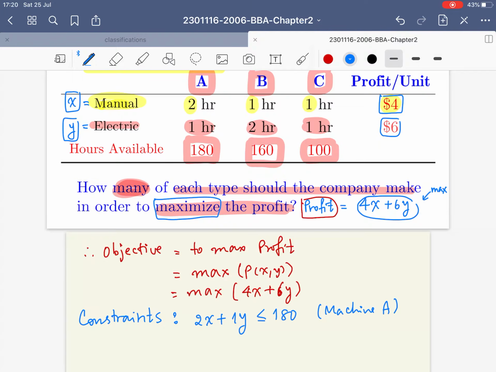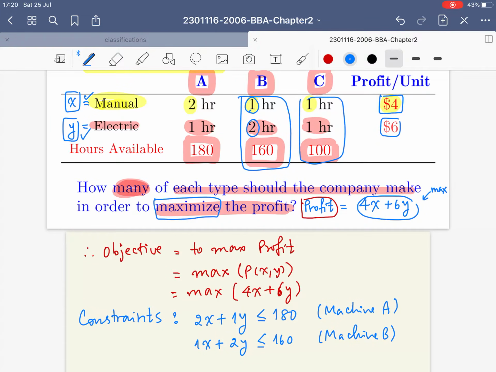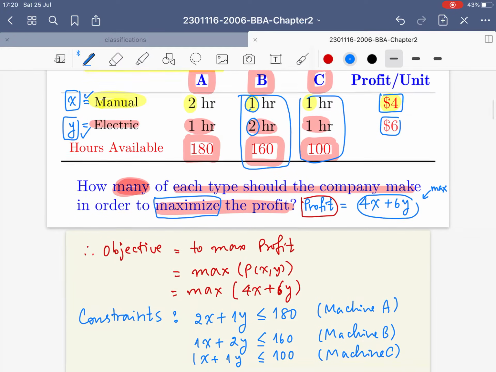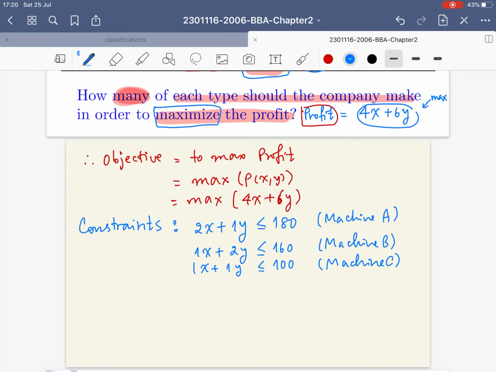How about machine B? It is x plus 2y, which cannot go beyond 160. This is the total number of working hours for machine B. And for machine C, it is x plus y, which cannot go beyond 100. This is for machine C. So here are the constraints.